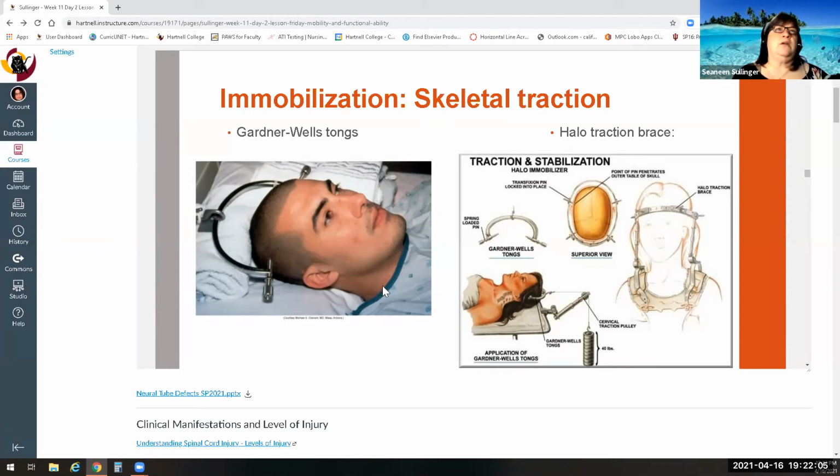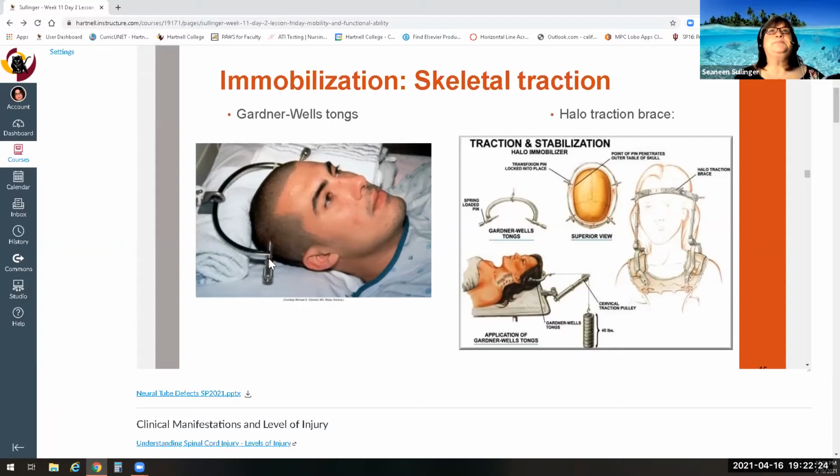And then you do pin care, right? Because around these pins, it's going into the skull, right? And so you want to do pin care. We used to do half strength hydrogen peroxide, but now you use sterile saline and an antibiotic ointment, generally. We usually do it once a shift, and it can be as needed.